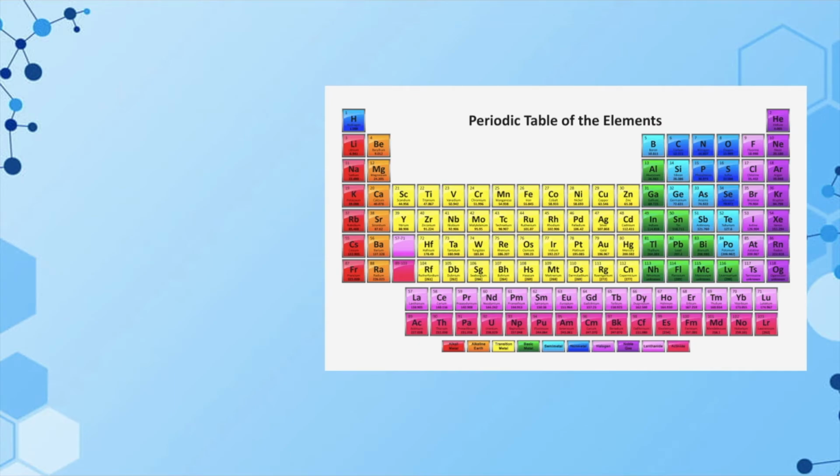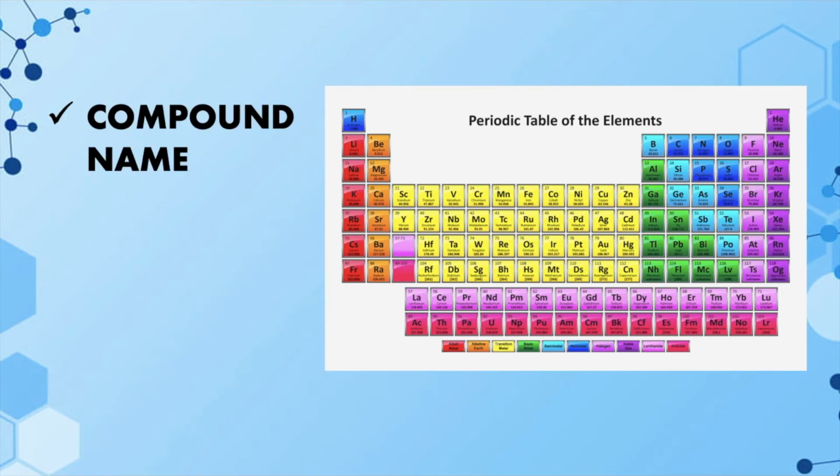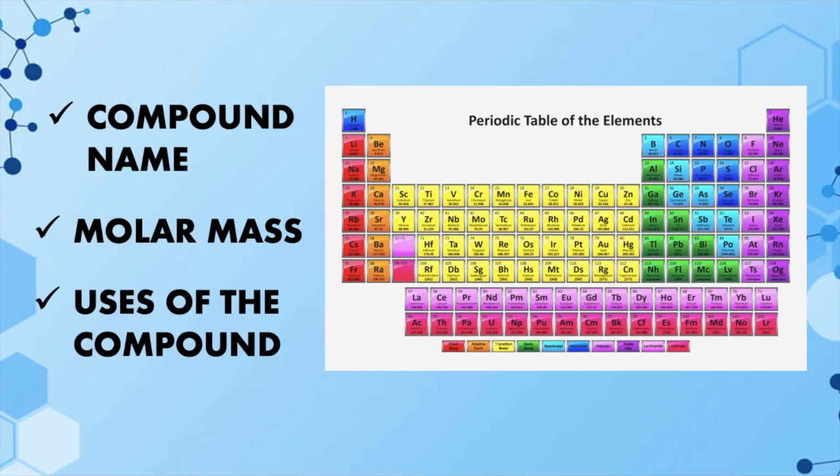The next activity will require the students to choose whether he or she will give the compound name, molar mass, and the uses of the compound. If the user chooses the naming icon as well as the molar mass icon, he or she will have to answer what is the name and the molar mass of the compound from the three choices provided.